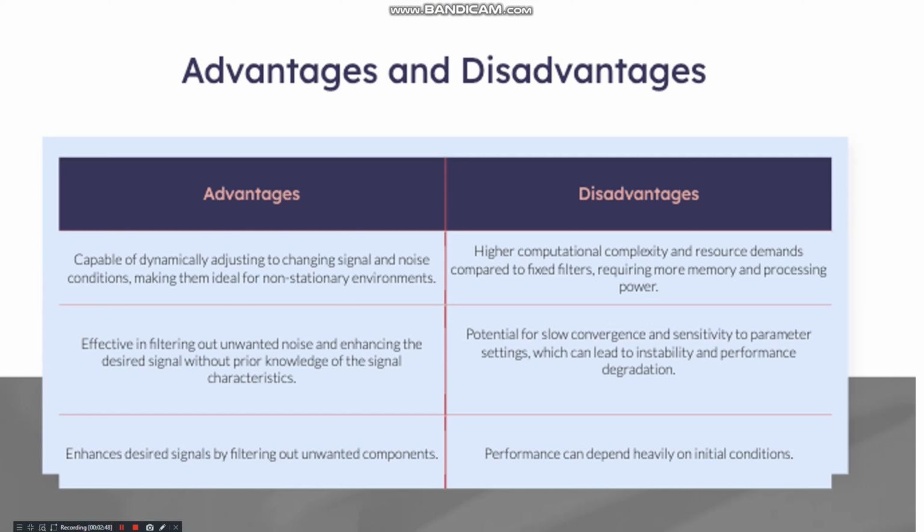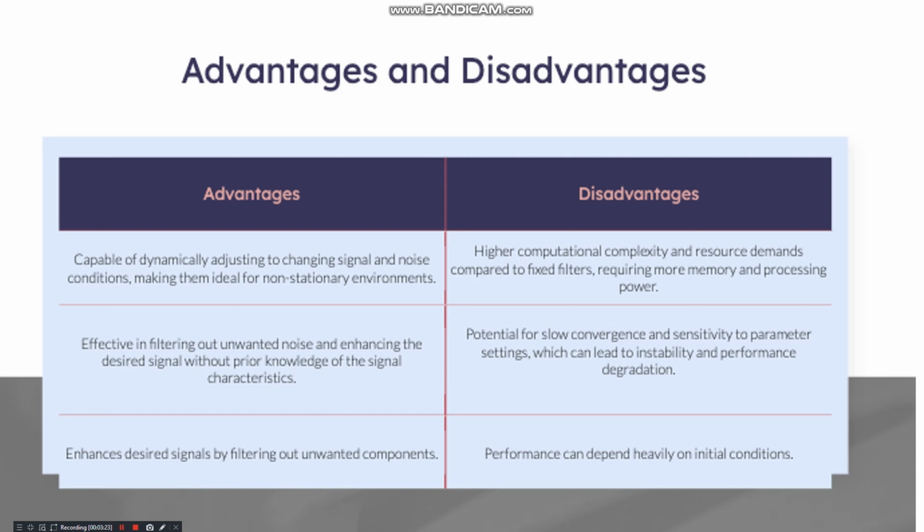If we talk about the advantages and disadvantages of adaptive filters, we first discuss the advantages, which include that adaptive filters are capable of dynamically adjusting to changing signal and noise conditions, making them ideal for non-stationary environments. Secondly, these are effective in filtering out unwanted noise and enhancing the desired signal without prior knowledge of the signal characteristics. Thirdly, it enhances the desired signals by filtering out unwanted components.